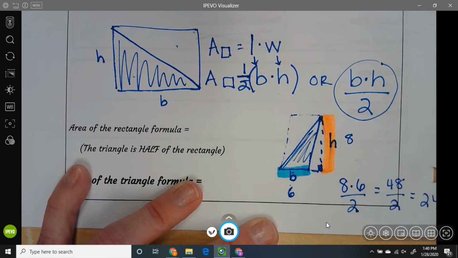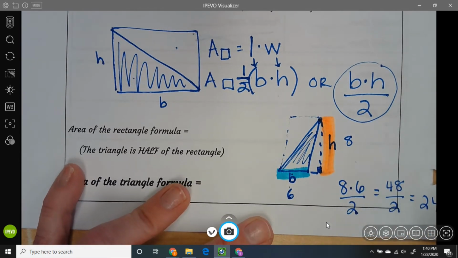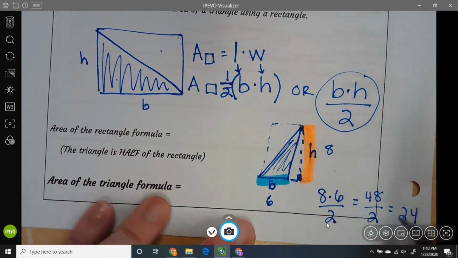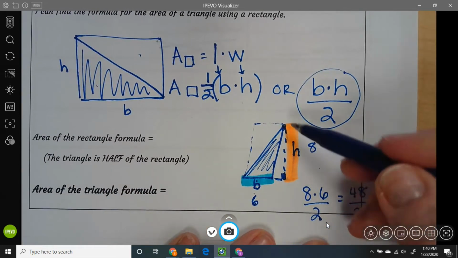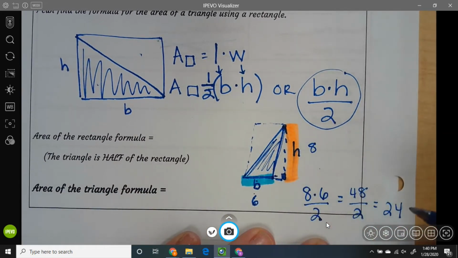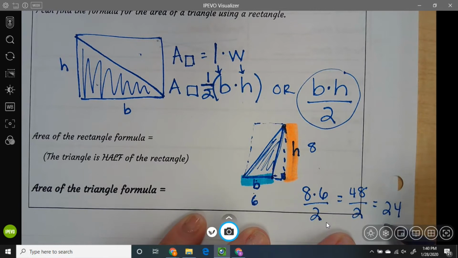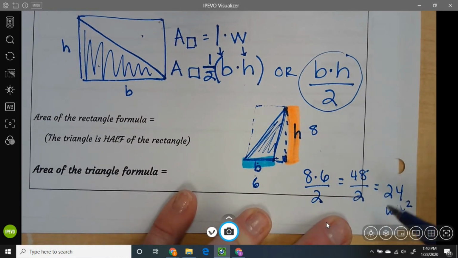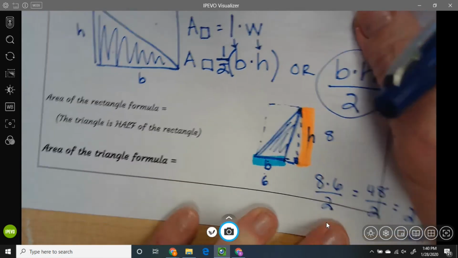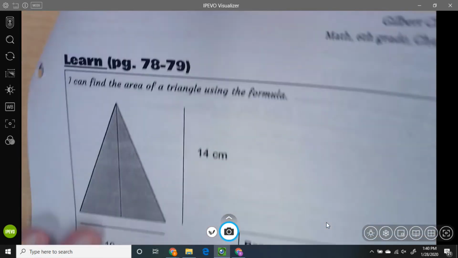Whereas if they use the 1/2 base times height, it will be 48 and then times 1/2, which is really the same as divided by 2. And if you're working with area, you're multiplying one dimension times another. So it would be whatever the unit is squared. So if it was feet, it would be square feet. If it was meters, square meters, and so on.